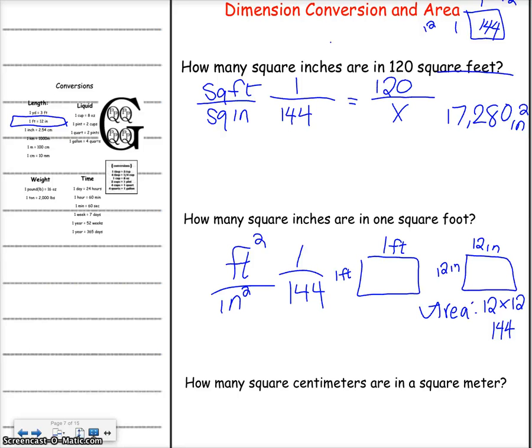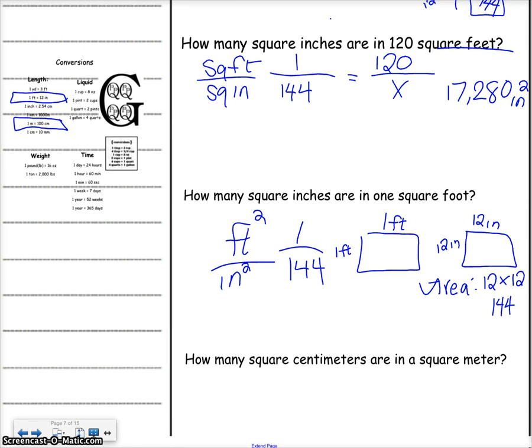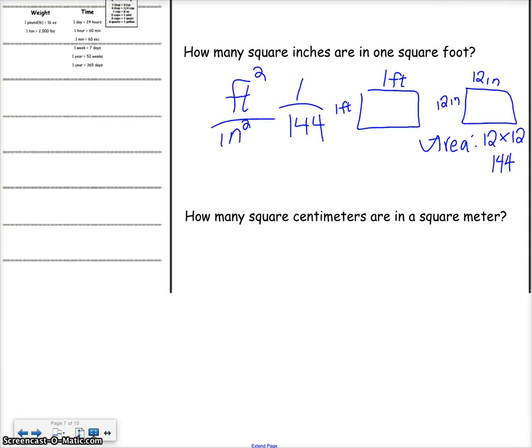Okay, and then applying that same concept. How many square centimeters in a square meter? So I'm going to look at my centimeters to a meter. So there's my conversion factor. 1 meter is to 100 centimeters. Let me extend this page. So I know 1 meter is to 100 centimeters. That's what I know.